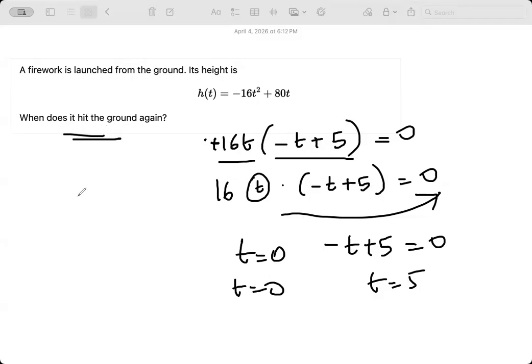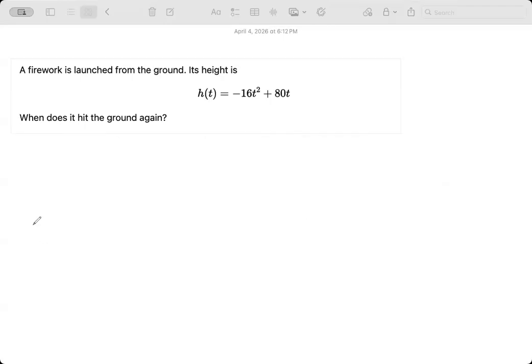So when does it hit the ground again? In 5 seconds it will hit the ground again. Got it? Did you get it? Yeah, I think that's what I got. Nice.